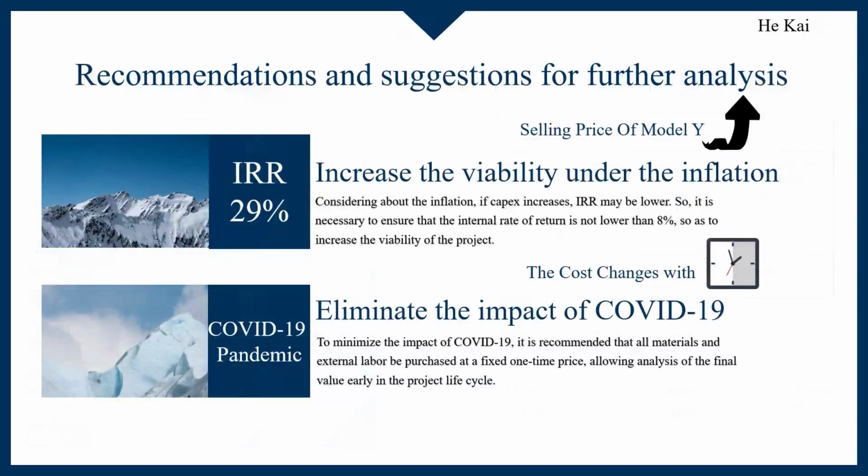Hello, I'm He Kai. The center of the current project is the production of the Model 3 and the Model Y in Tesla's Gigafactory. A project with a positive net present value means that the value of the company is growing over the long term. It can be concluded that the project is feasible.